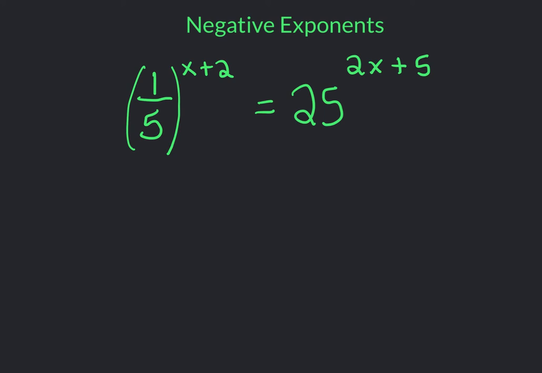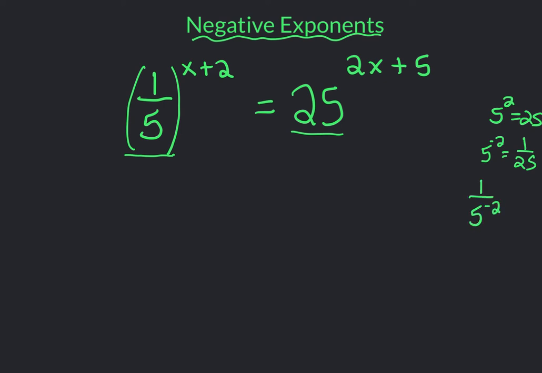All right, this example is a little challenging because of this fraction. So we're going to be dealing with negative exponents. So I have one base that's 1/5 and one base that is 25. Well, I know that 5 squared is 25. I know that 5 to the power of -2 is 1/25. Okay, what if I had 1/5 to the power of -2? If you have -2 in the denominator, well, then it comes up to just be 5 squared, which is just 25.